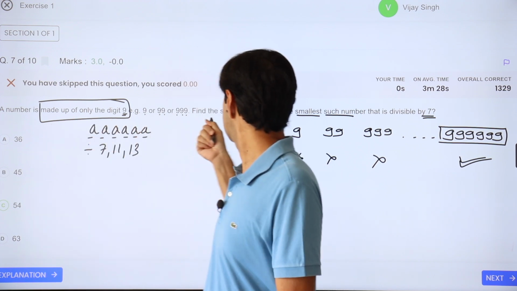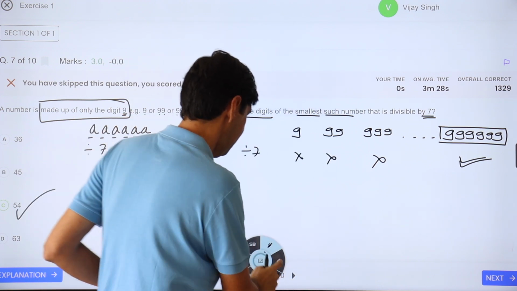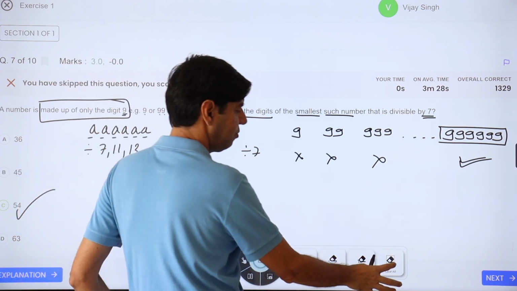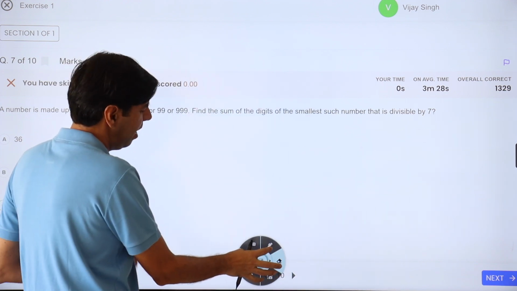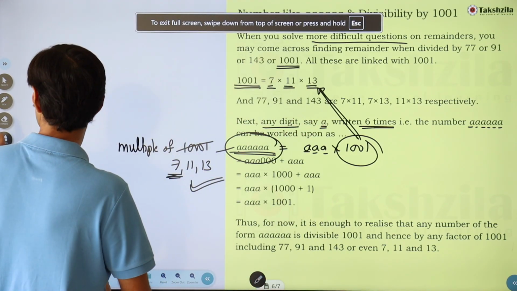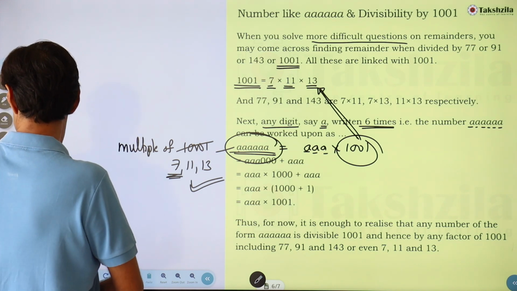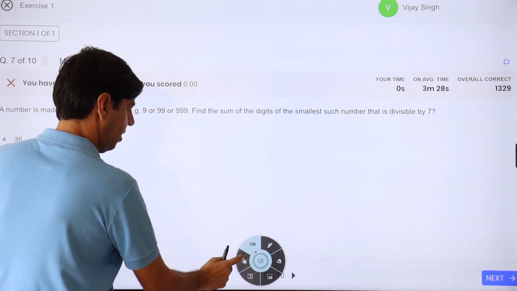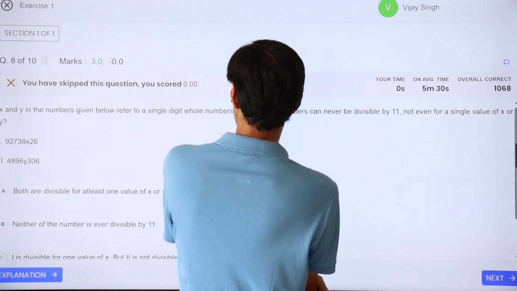And the question is asking us the sum of digits. So 9 6s are 54. If you knew it, this becomes an easy question. If you did not know it, you would need to do this work. But any decently well prepared students would know that. Okay. Oops, we went back. So where are we? Next question, 8th question.